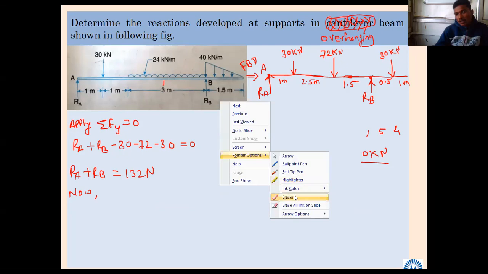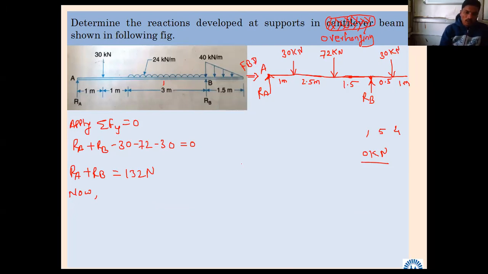If at all you take some other point, okay, no issue. Again 2 simultaneous equations, 2 unknowns, you can find them. Don't worry. But let us apply at point A equal to 0. Then tell me. We will go from left to right, one by one.